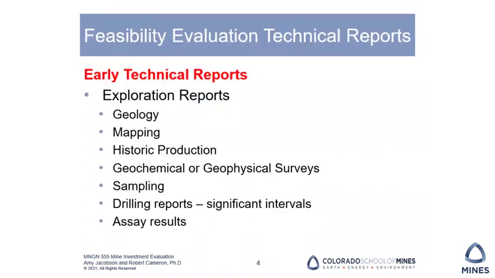Early technical reports are also sometimes known as exploration reports. These include reports on geology, mapping, historic production, geochemical or geophysical surveys, sampling reports, drilling reports, including significant intervals, such as they found in the drill hole 30 meters of 0.5% copper, and also assay results.